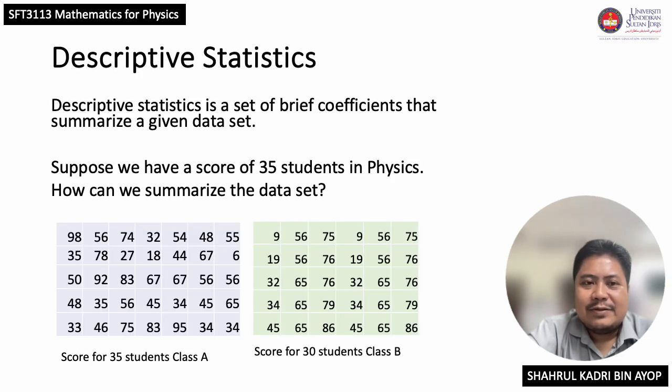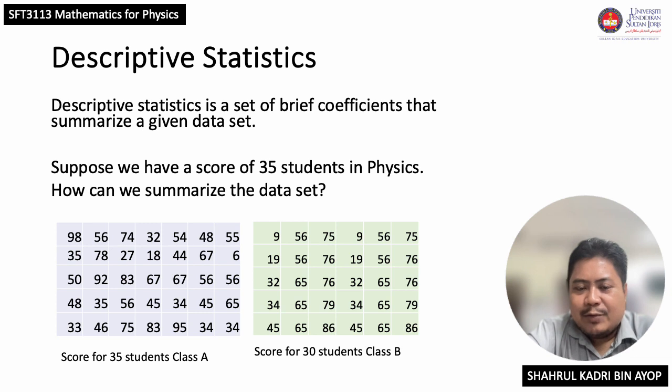Okay, let's introduce descriptive statistics. So what is descriptive statistics? Descriptive statistics is a set of brief coefficients that summarize a given data set. For example, here you have two data sets, one for 35 students from class A and 30 students from class B. So suppose that we have this set of data. How can we summarize the data in terms of several coefficients or representations?